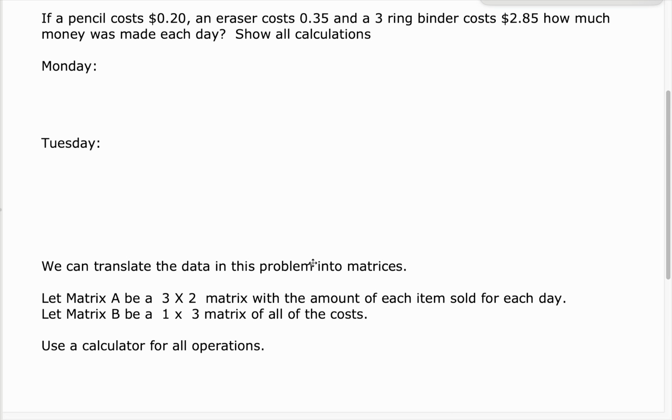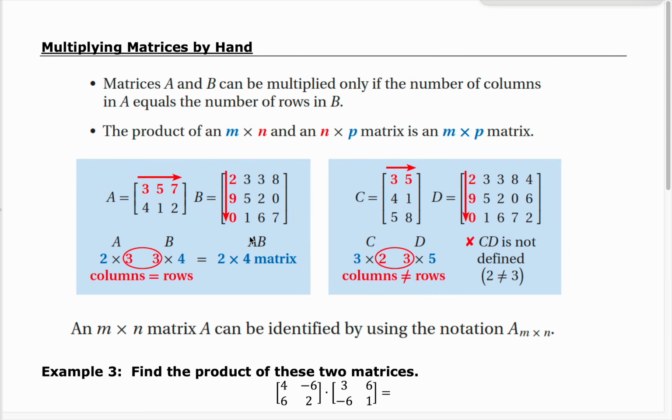Example 2 I'm going to do in class, and I'm going to jump right to multiplying matrices by hand. All right, here we go. So matrices A and B can be multiplied only if the number of columns in A equals the number of rows in B. The product of an M by N and an N by P matrix is an M by P matrix. So we can see the example here.